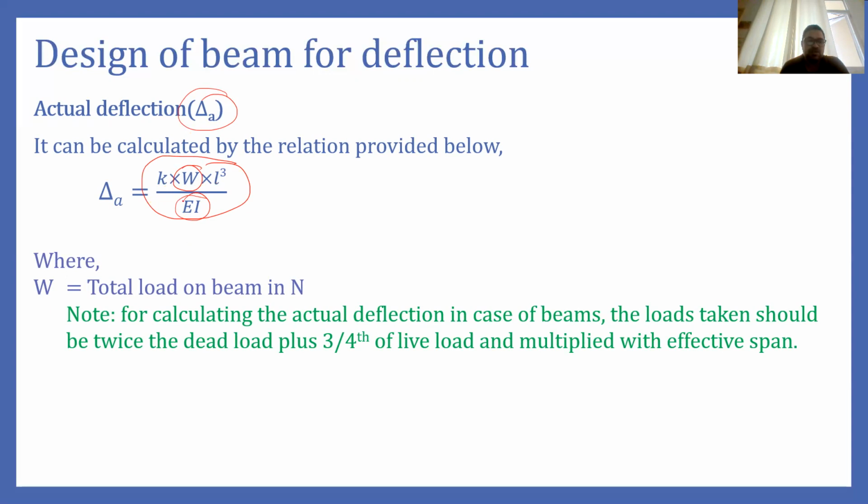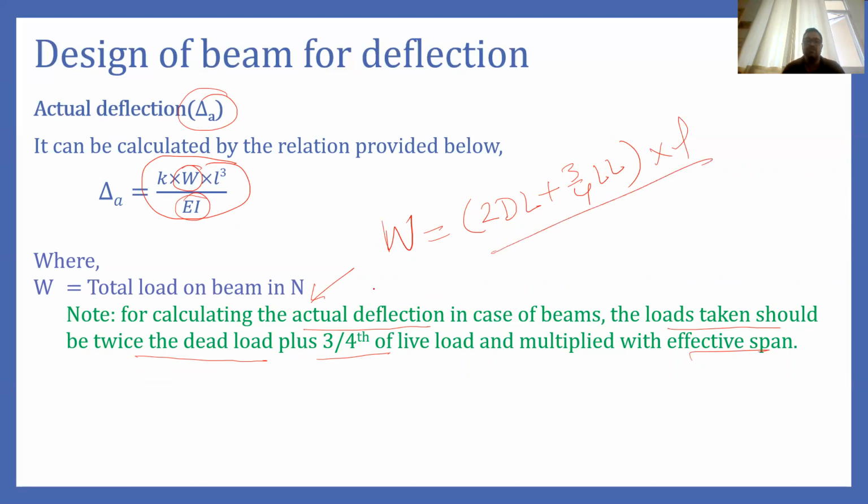But here it is suggested how we find out this W. It says, for calculating the actual deflection in case of beams, the load taken should be twice the dead load plus 3/4 of live load, multiplied with the effective span. So according to this statement, the value of W in this case is calculated as twice of dead load and three-fourth of live load multiplied by the effective span. This is how we calculate W to calculate the actual deflection.